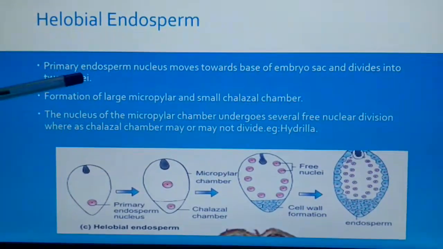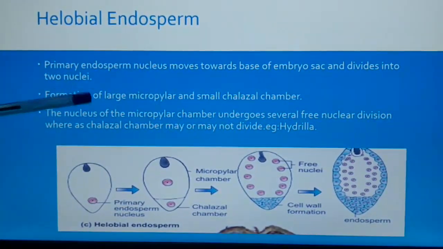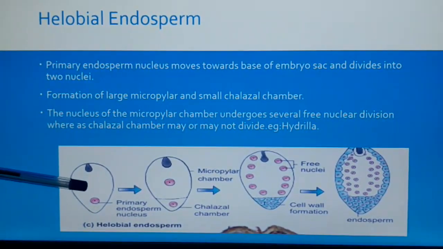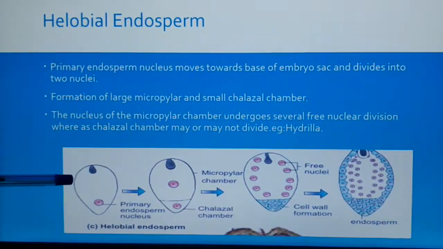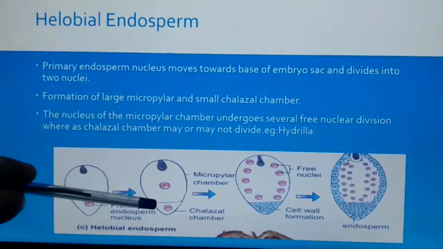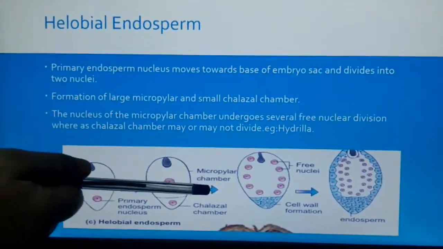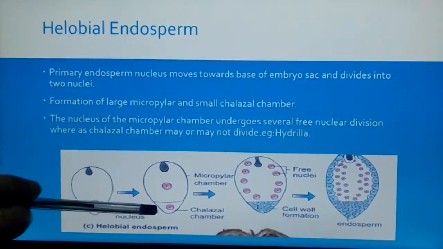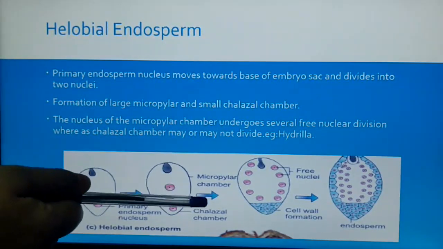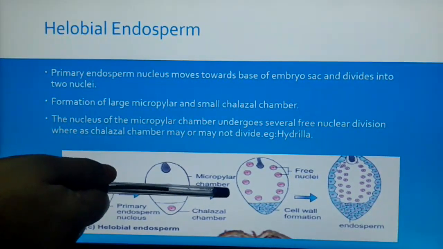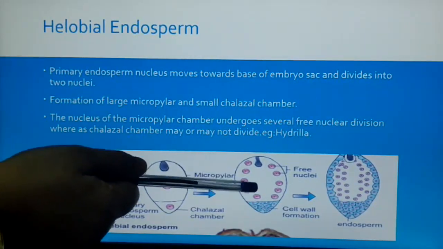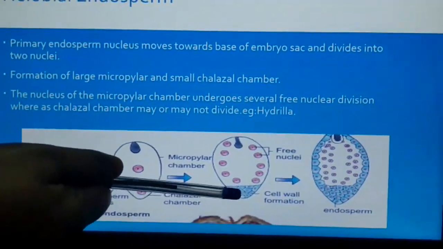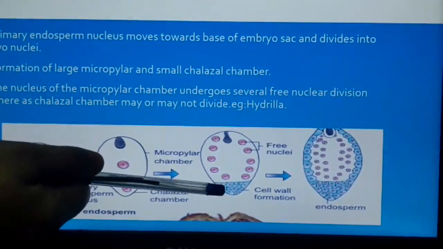In helobial endosperm, the primary endosperm nucleus moves towards the base of the embryo sac and divides into two nuclei. Cell wall formation takes place, leading to the formation of a large micropylar chamber and a small chalazal chamber. The nucleus of the micropylar chamber undergoes several free nuclear divisions, whereas the chalazal chamber may or may not divide.